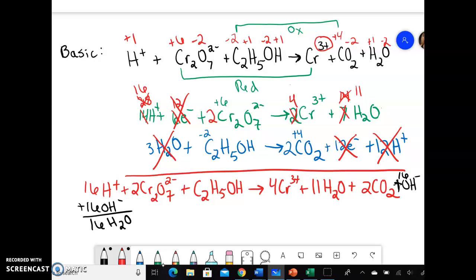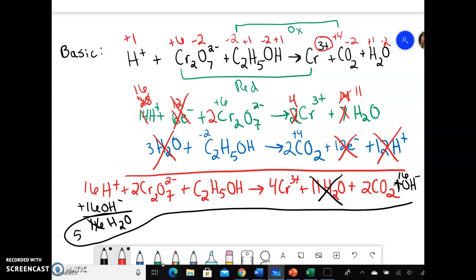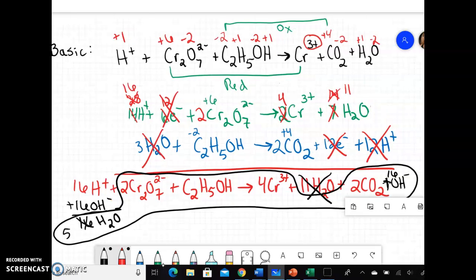So we're going to leave the OHs on the right side, but notice that we have 11 waters right here that can cancel 11 of these 16 to make it become 5. So our final reaction is this whole thing. I'm not going to rewrite the whole thing because it would take too long. And that's it for basic. Let's see if we have time to do one more.